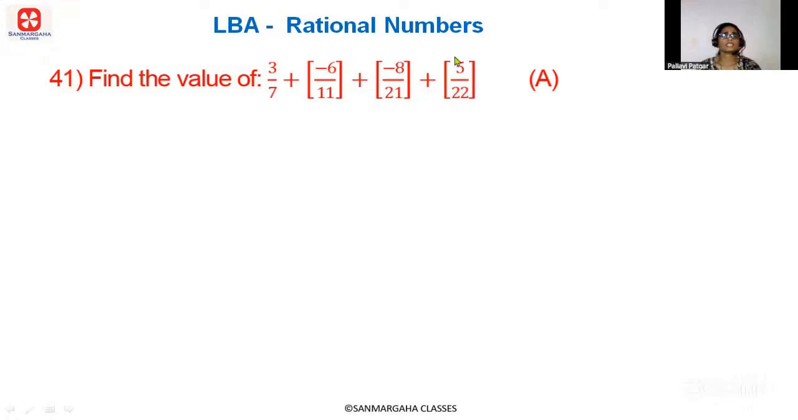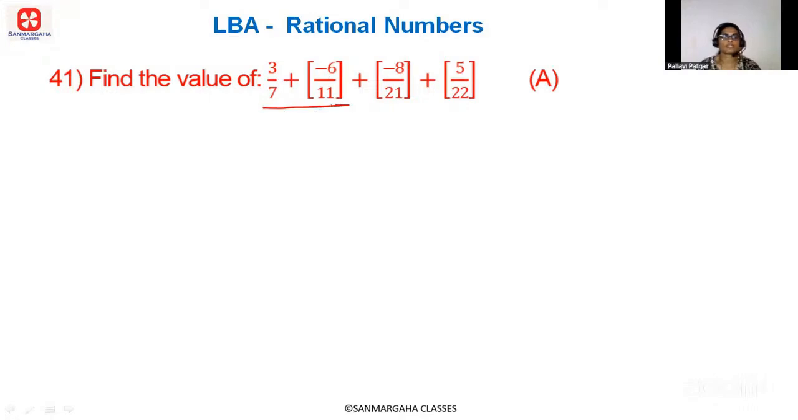In the rational number chapter, look at question number 41. Find the value of 3 by 7 plus minus 6 by 11 plus minus 8 by 21 plus 5 by 22. Okay, so let us make two groups and solve this. So here 3 by 7 and minus 6 by 11.